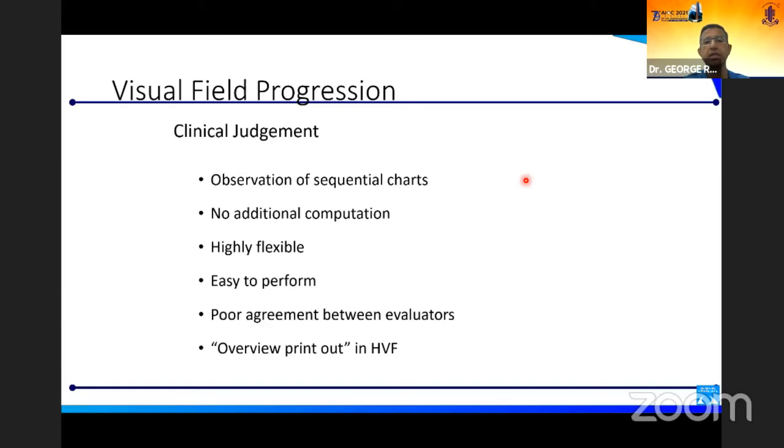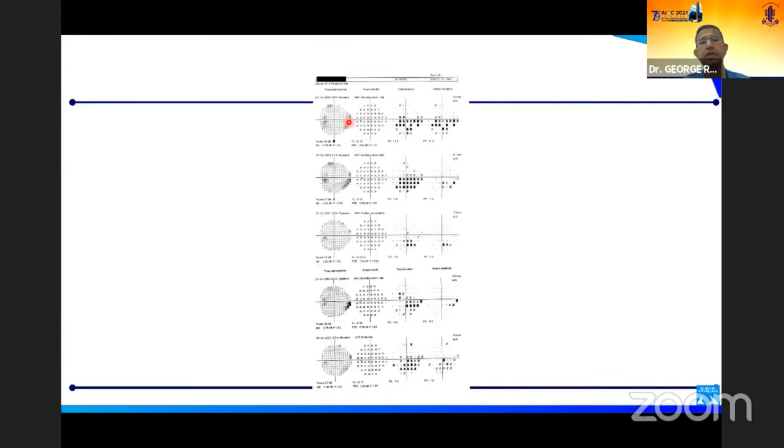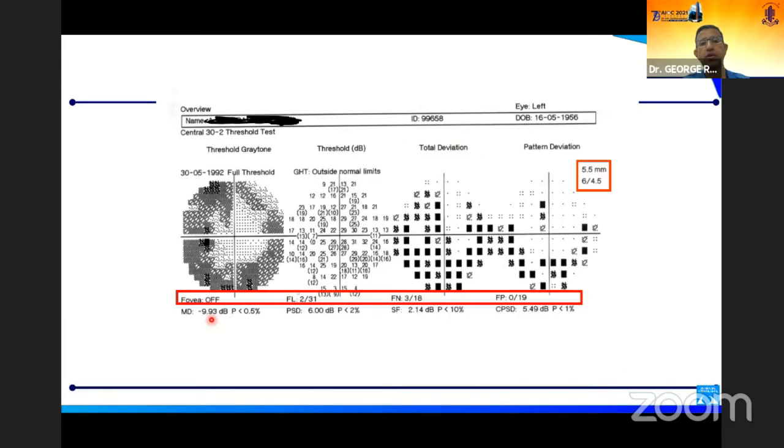This is far from ideal, but if you are going to do this, the best way is to use the overview printout on the Humphrey visual perimeter, where you can get an entire series of visual fields printed one after the other. The advantage of this technique is that you have all the information available on the complete printout for each of these fields right there. So you can look at reliability, the mean deviation, VFI, whatever you want, and you can compare it further down along with the pattern.